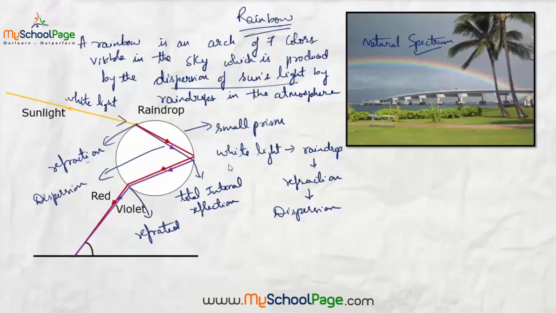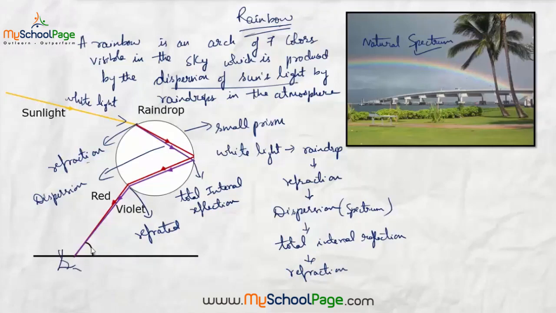So first step, what happens? White light enters into the raindrop, refraction takes place, and then dispersion takes place to form spectrum, and then total internal reflection, and then again refraction. And you could imagine a person standing here, this is the eye of a person, and looking at the sky, he is able to see the rainbow.